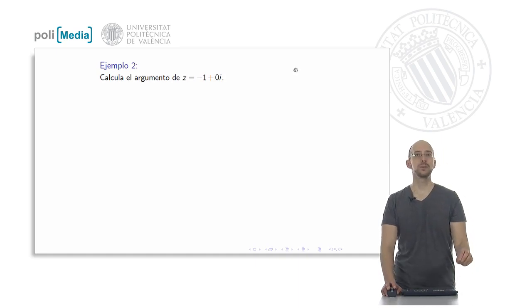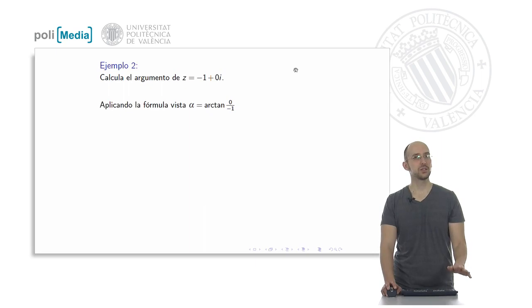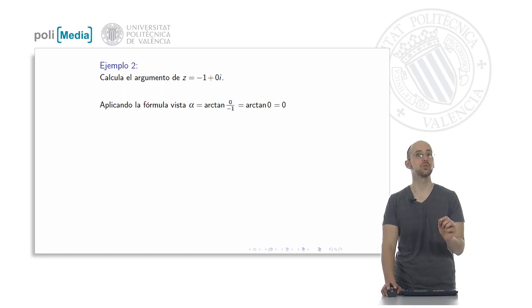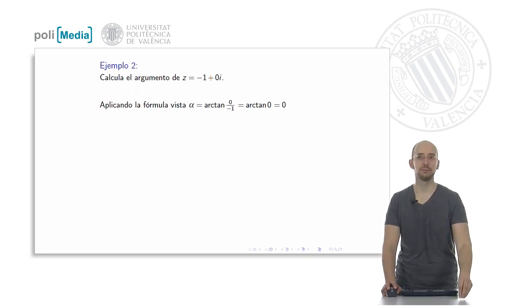Notice now that the complex number is minus 1 plus 0i. In this case, if we apply the formula, alpha would be the arctangent of the imaginary part, that is 0, divided by the real part, that is minus 1. 0 divided by minus 1 is 0, and we could conclude that the argument is 0, but it is not. Be very careful. Here comes into play the part that we have to know where the complex number is. Notice. Actually, the argument is pi.